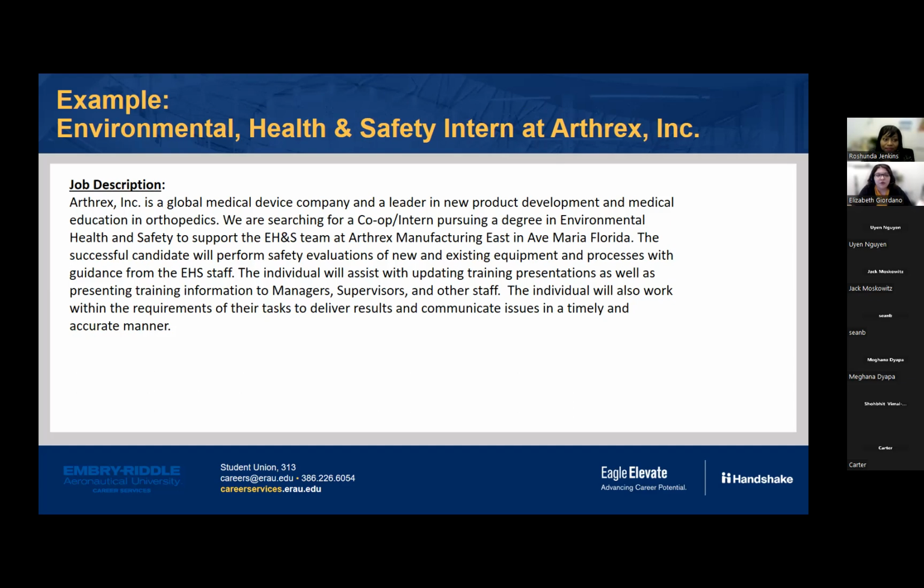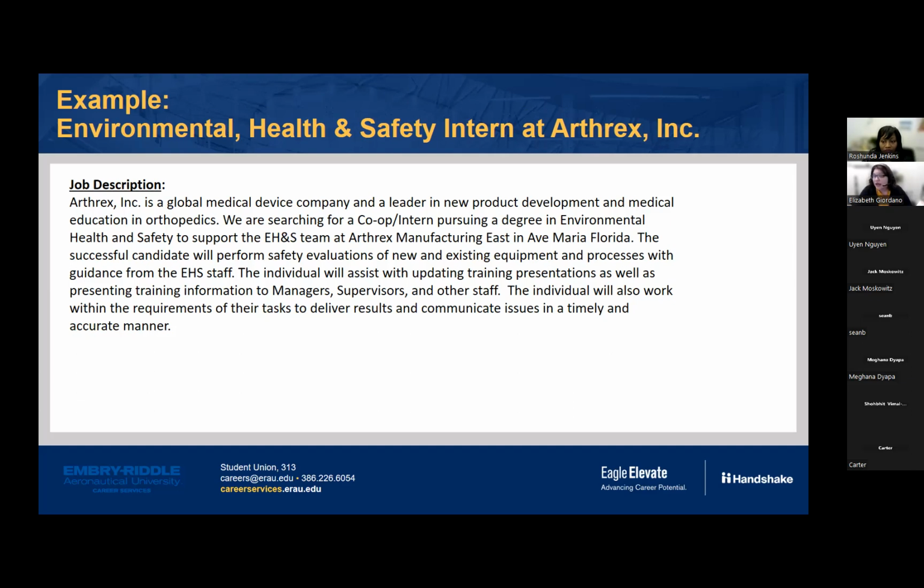Okay, so here's another one, an internship at Arthrex Inc. I think I said that right. So again, global medical device company, leader in new product development and medical education orthopedics. Looking for someone who has a degree in safety. We have that. It's more of an internship for this, so you don't have to be done with your degree yet. We'll perform safety evaluations, new and existing equipment, right?